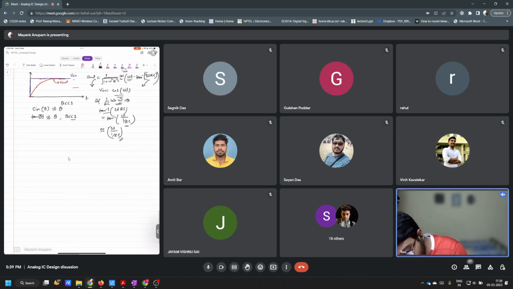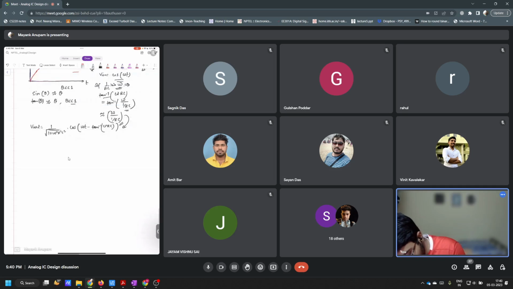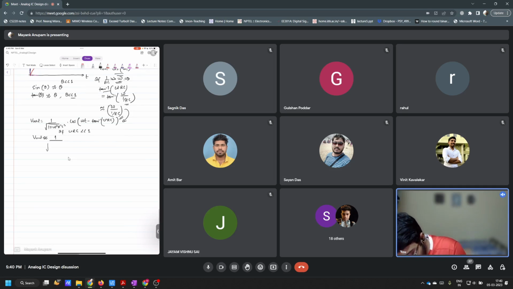So you have this V out, right? V out was 1 over root of 1 plus omega square R square C square into cos of, it was omega t minus tan inverse of omega RC, right? And now in this approximation, what can you say? If omega RC is much less than 1, V out is approximately equal to 1 over root of 1 plus omega square R square C square cos of omega t minus omega RC, since tan inverse can simply be taken out.